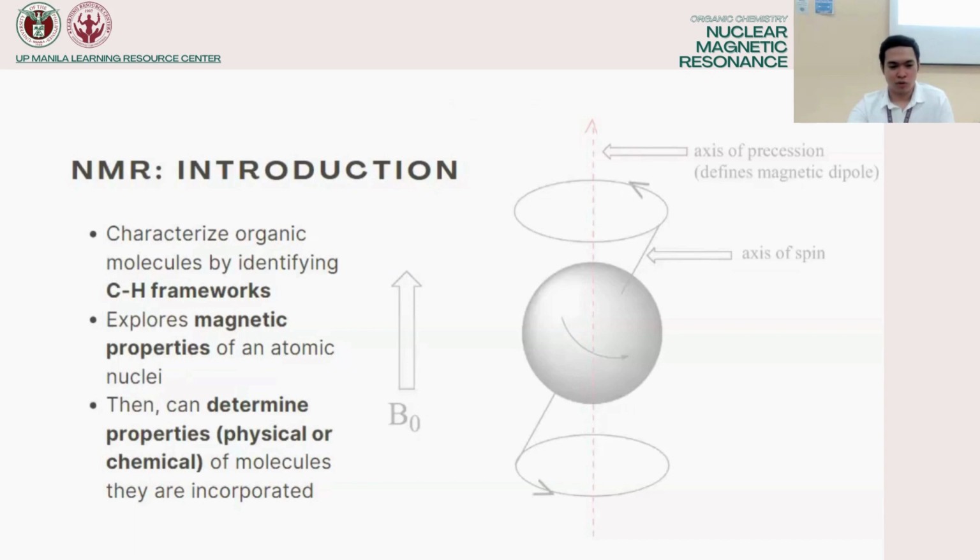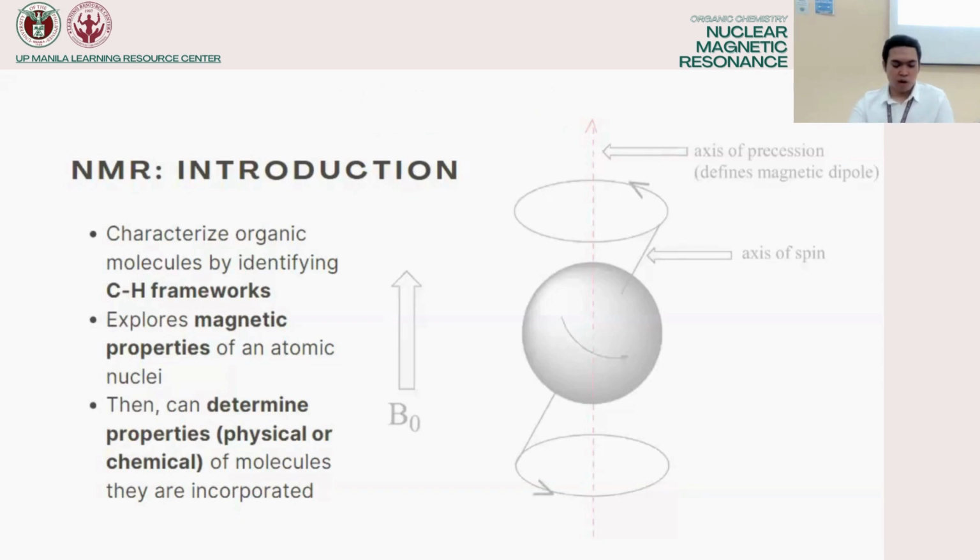So I'll read it on the screen: it characterizes organic molecules by identifying CH frameworks. So when you say CH frameworks, those are the carbon-hydrogen frameworks in our organic molecules or our hydrocarbons. So what are the famous organic molecules that we always hear about? Right? CHON: carbon, hydrogen, oxygen, nitrogen. Then sometimes P and F, phosphorus and fluorine. So those are always seen in hydrocarbons.